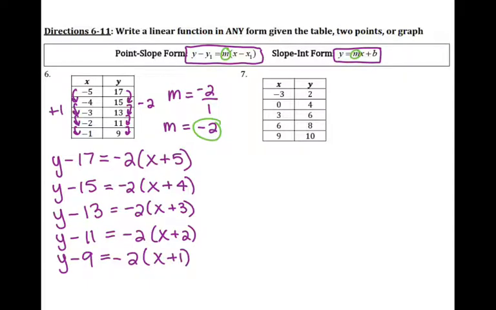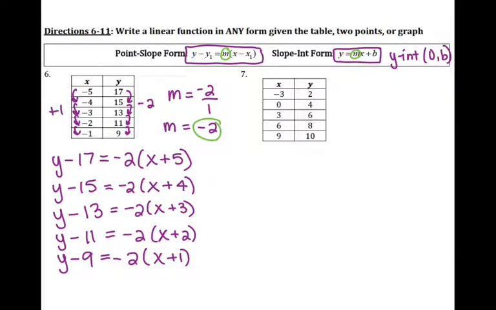Now, if you'll notice, for this particular table, I only used point-slope form. I did not even bother touching slope-intercept form, and the reason is that for slope-intercept form, you absolutely need to have your y-intercept. I'm going to make a little note over here. Your y-intercept is the point 0 and then b, some number.